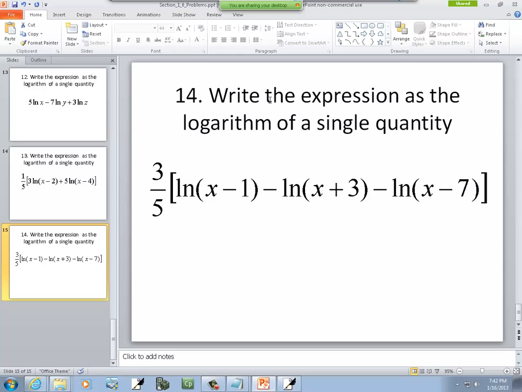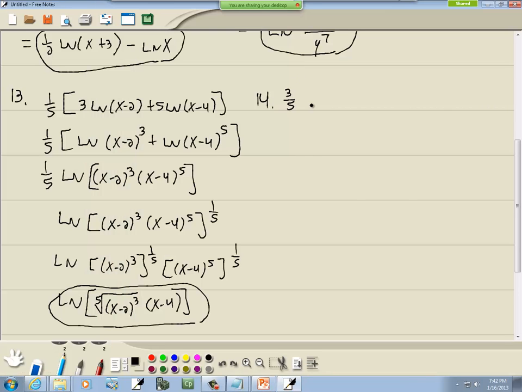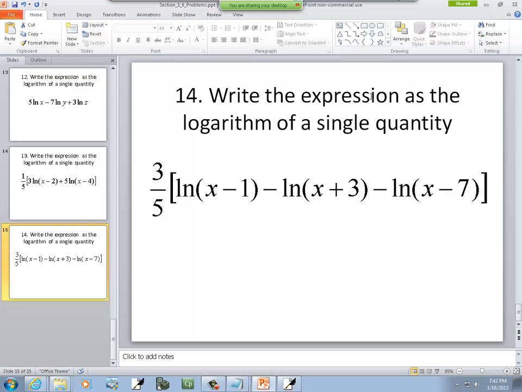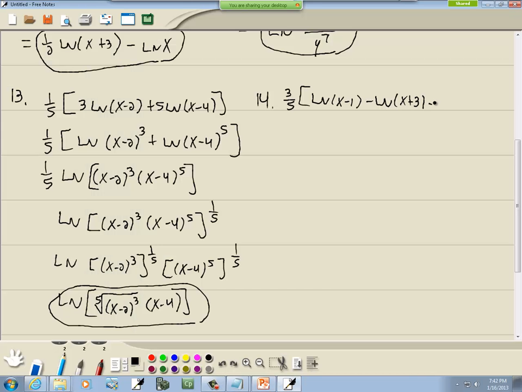Let's look at number 14. We've got 3/5 bracket natural log of x minus 1 minus natural log of x plus 3 minus natural log of x minus 7. So we're going to do what's inside the brackets first. Well, our first log, log of x minus 1 minus log of x plus 3. Well, minus becomes division, so we're going to have natural log of x minus 1 over x plus 3 minus natural log of x minus 7.